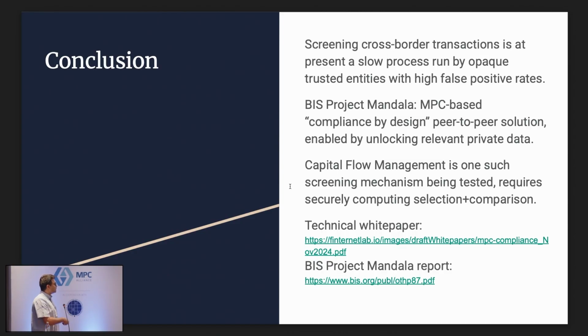So the technical white paper that has the protocol in full detail is online at the first link. That's not a very wieldy link, but it's clickable in the PDF if you're interested afterwards. And the overall project report by BIS is at the second link. And yeah, I'm happy to take questions.